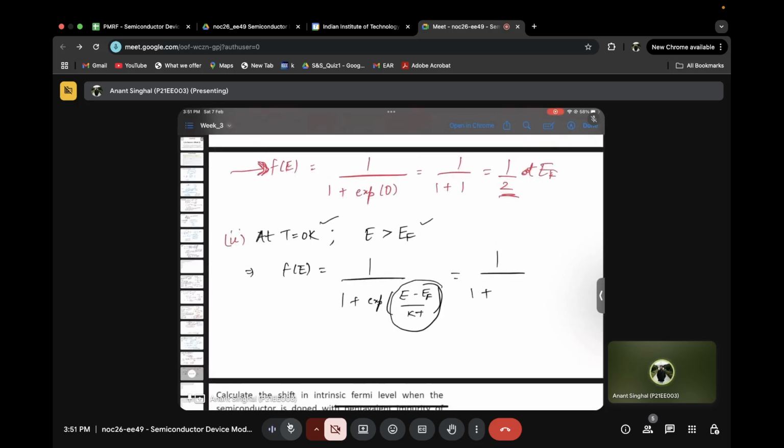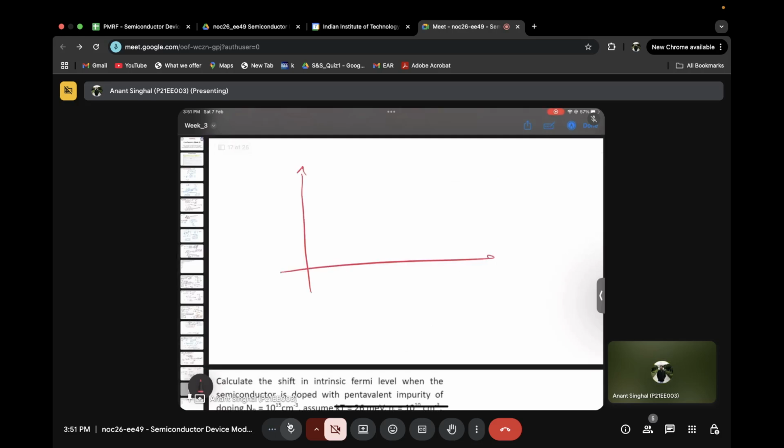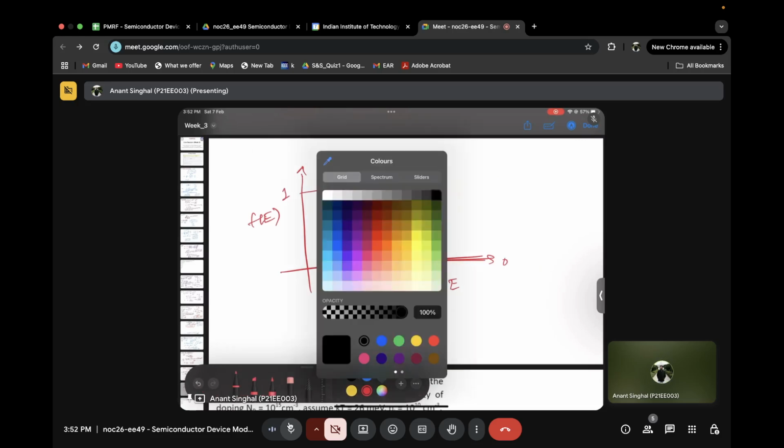So this was the first case, in which it was e raised to the power infinity, it was 0. And for the case when temperature is equal to 0 as well as E is less than EF, the Fermi function was 1. So this is what I just drew. If I plot the Fermi function with respect to energy, below EF the probability of finding an electron is always 1, and after EF it is always 0. So this is 1, this is 0. Make sense now?